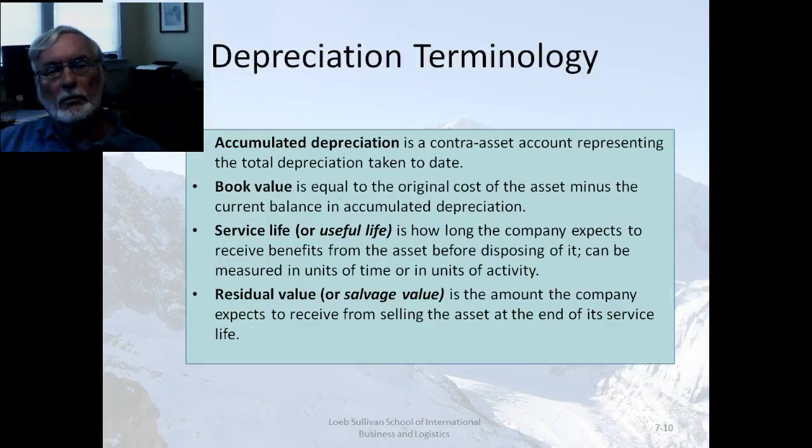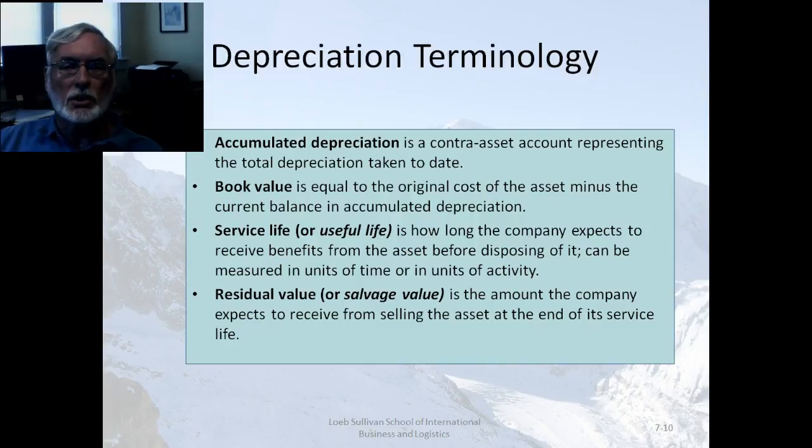So, to cover some specific jargon or terminology that you're going to run into, accumulated depreciation is a contra asset. That's the first time you've heard contra in this class, related to the balance sheet. Contras are essentially negative. So there are contra assets, contra liabilities, and contra equity accounts. They show up on the balance sheet in the asset column, for instance, but as a negative. So accumulated depreciation is a contra asset.